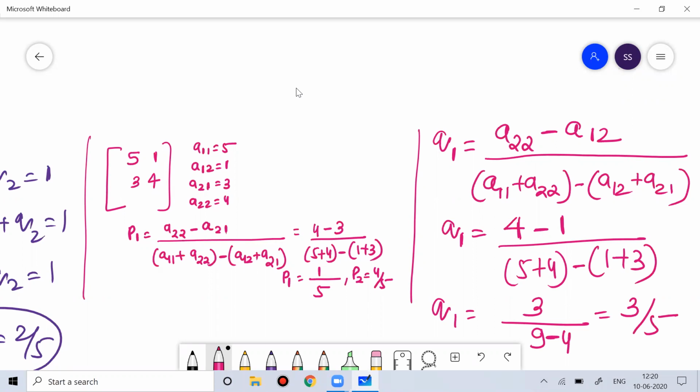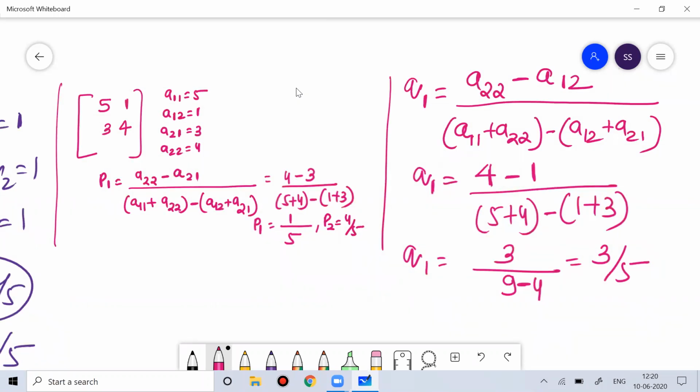Once you get the value of Q1 as 3 by 5, the value of Q2 would be 2 by 5. So here you got the value of P1 and P2, and here you get the value of Q1 and Q2. The value of Q1 is 3 by 5. The value of Q2 is 2 by 5. Anyone have doubt with this?